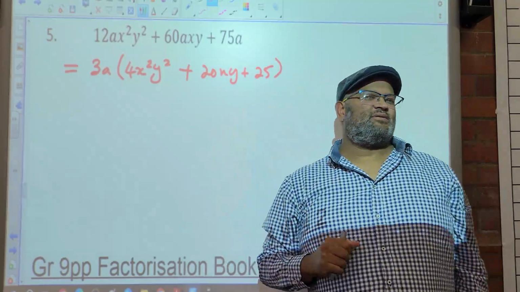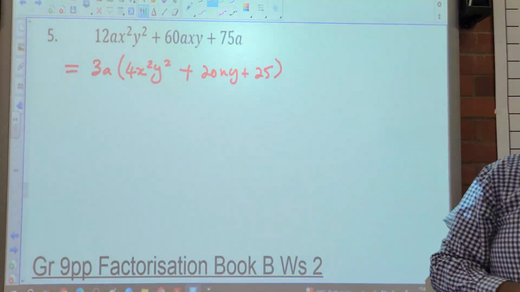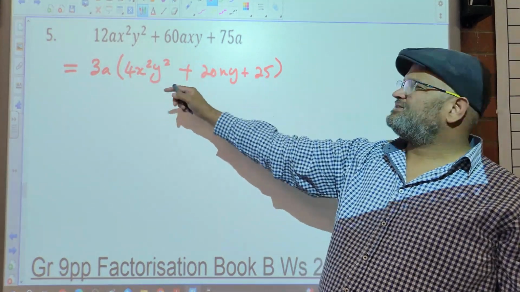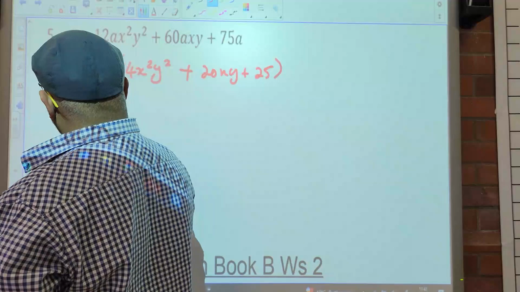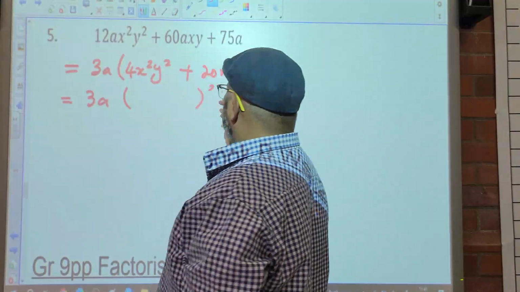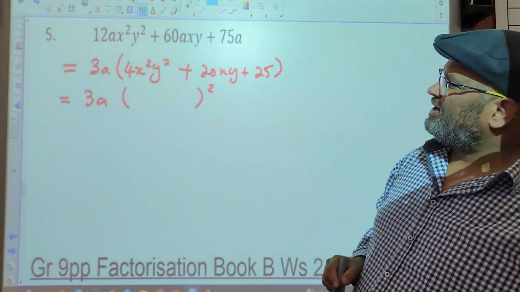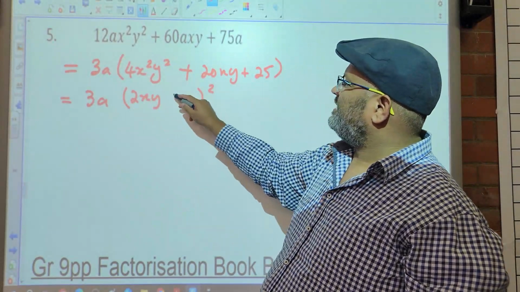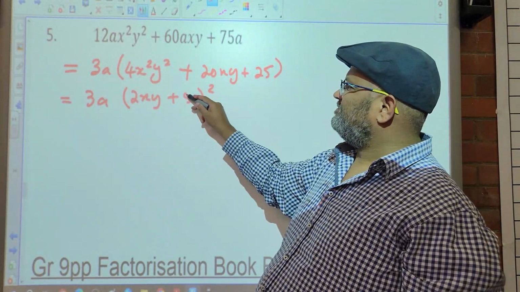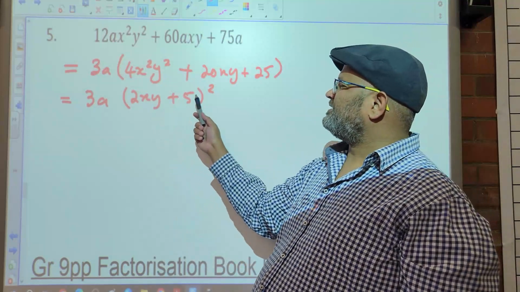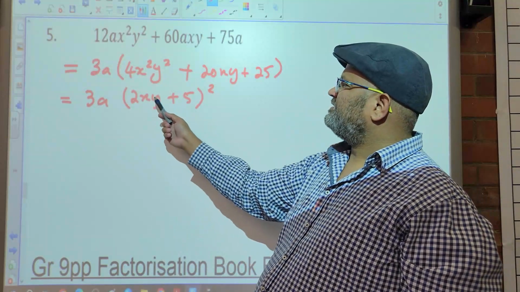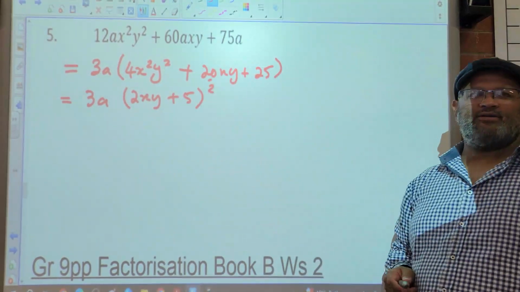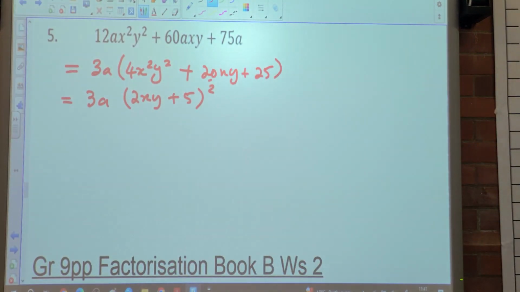There are 3 terms inside the bracket. Is the first and last term perfect squares? Yes. So let's go with the perfect square trinomial. What's the square root of 4x squared y squared? 2xy plus, what is the square root of 25? 5. What is 2xy times 5? 10xy times 2? 20xy. You guys see that?